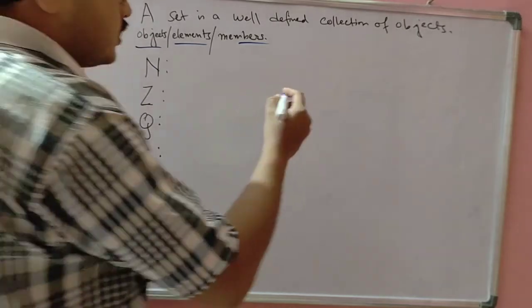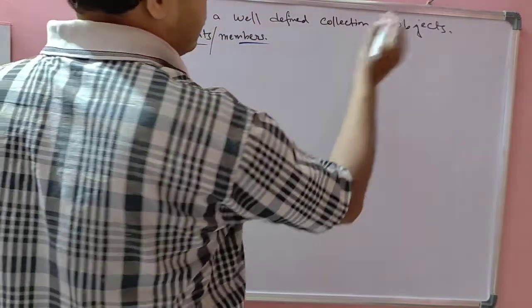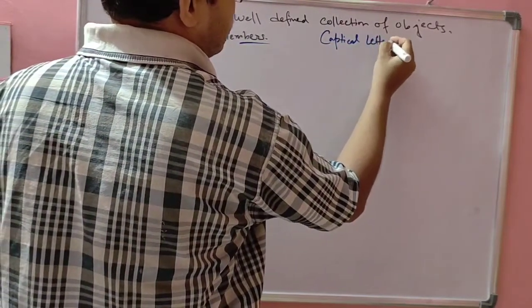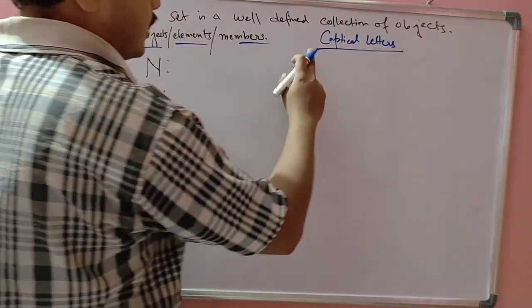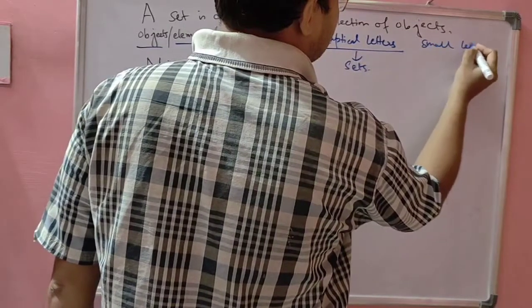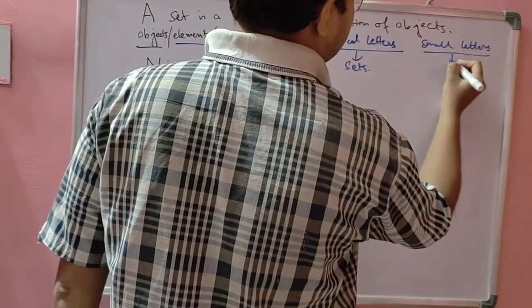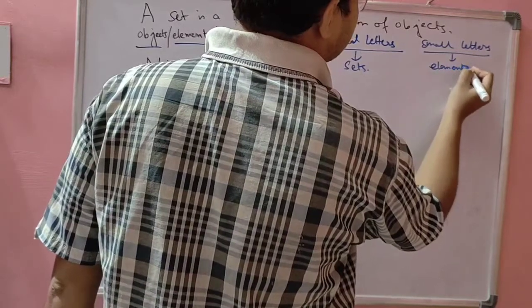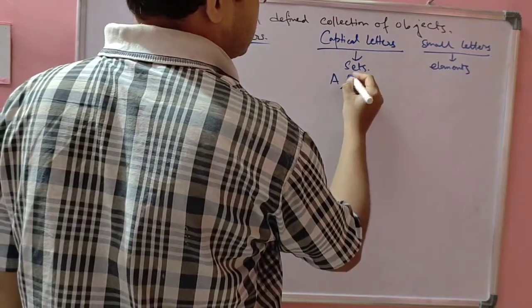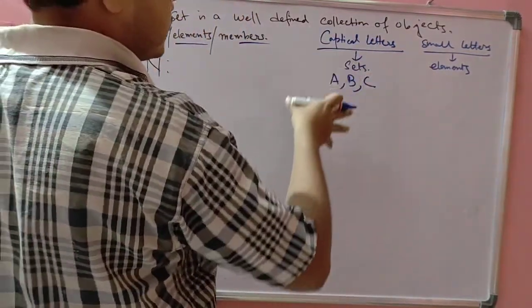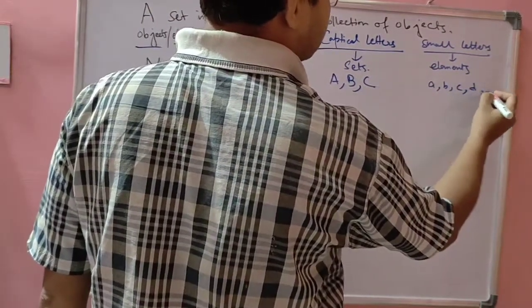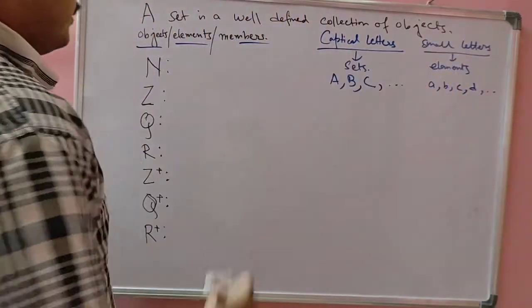Usually, not every time, we use capital letters for sets, where small letters are used for elements, members, or you can say objects. We will be using capital letters like A, B, C to represent sets, and small letters for elements.